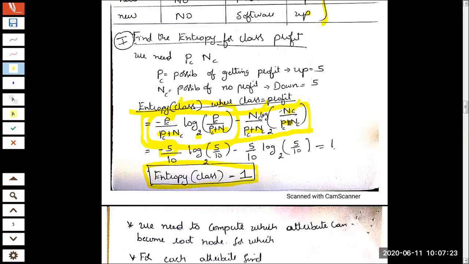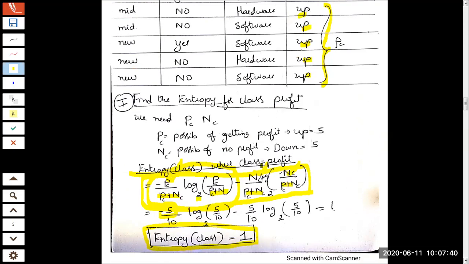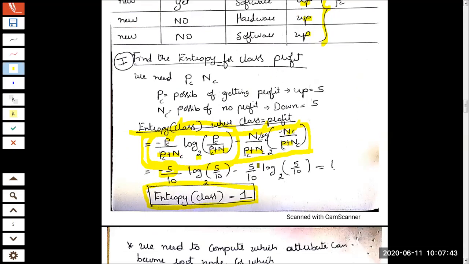So we are computing the entropy of the class profit. The two classes have been labeled as PC and NC. The class with high profit, which is up, is PC. The class with low profit, which is down, is NC. After you do the required substitutions, you will get the entropy value to be 1.